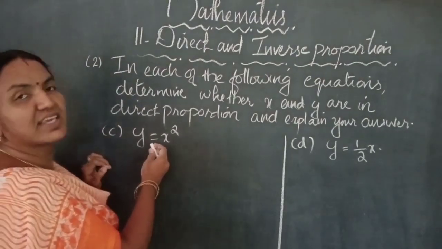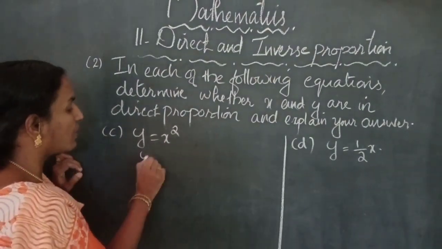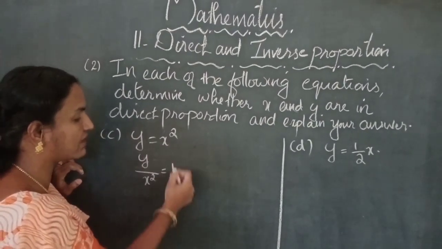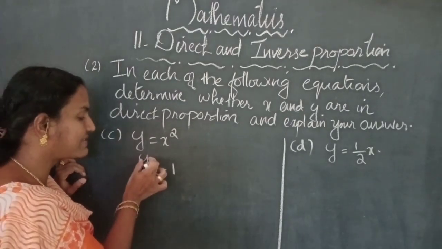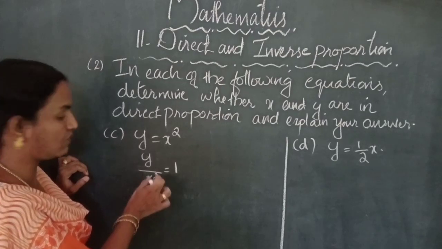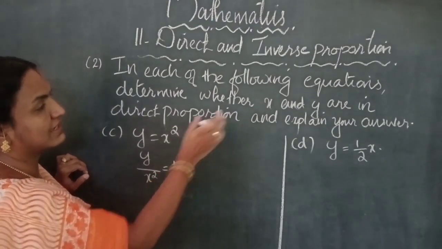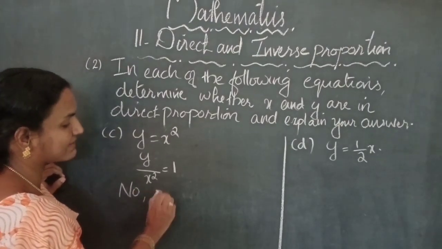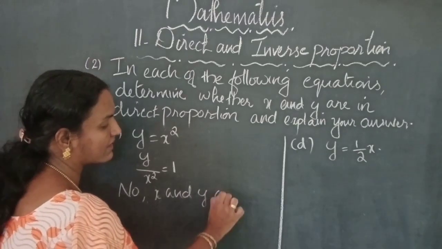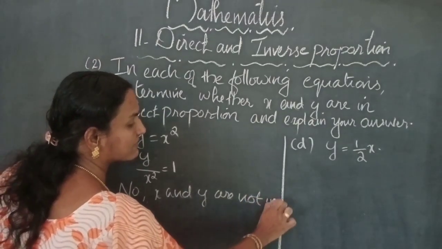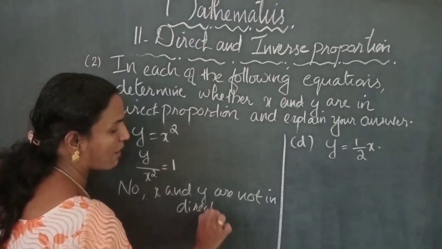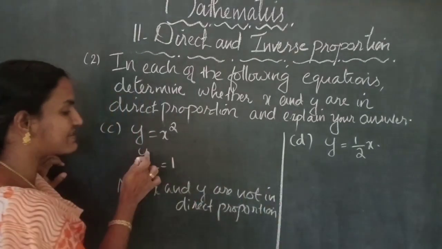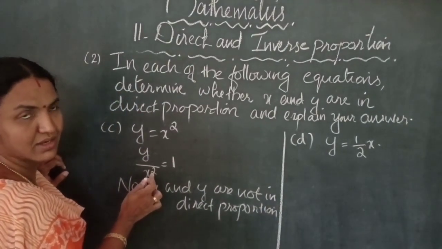Option C, y is equal to x square. So y divided by x square is equal to 1. By applying cross multiplication, y is equal to x square. So here y is directly proportional to x square, not x. So x and y are not in direct proportion. So the answer is no. X and y are not in direct proportion, because y is directly proportional to x square.